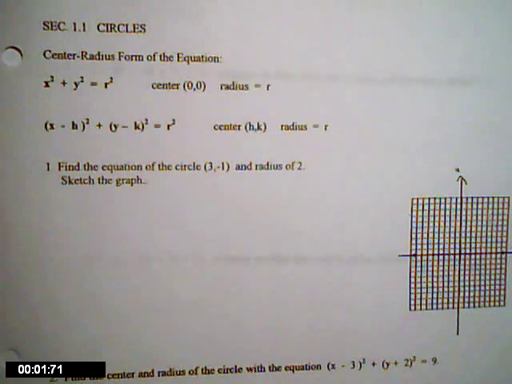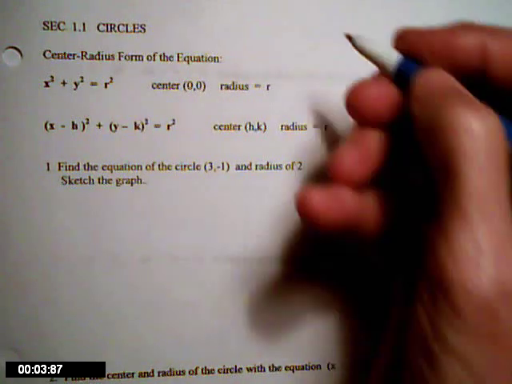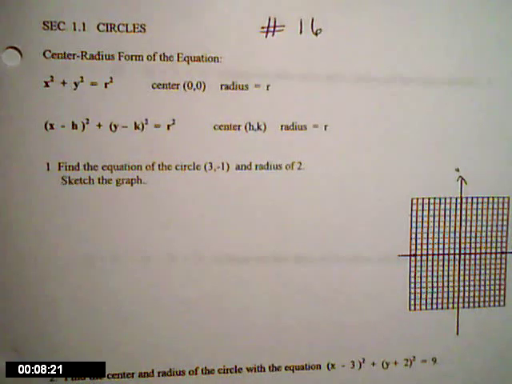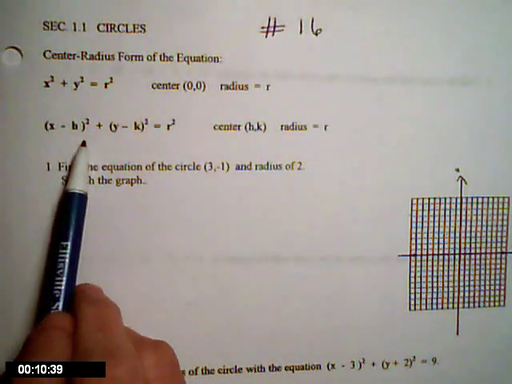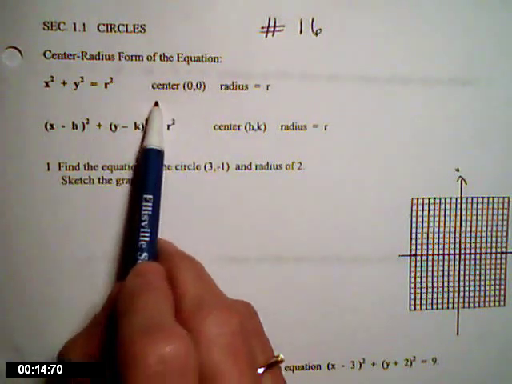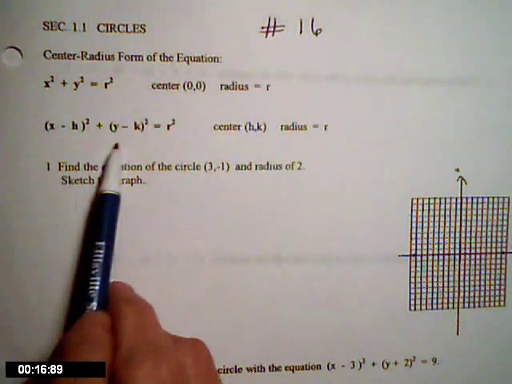This video is on section 1.1. It's about circles. It's going to go along with your homework number 16 in my math lab. There's a special form for a circle called center radius form, and this is what we're going to be wanting or trying to get in each of the problems.